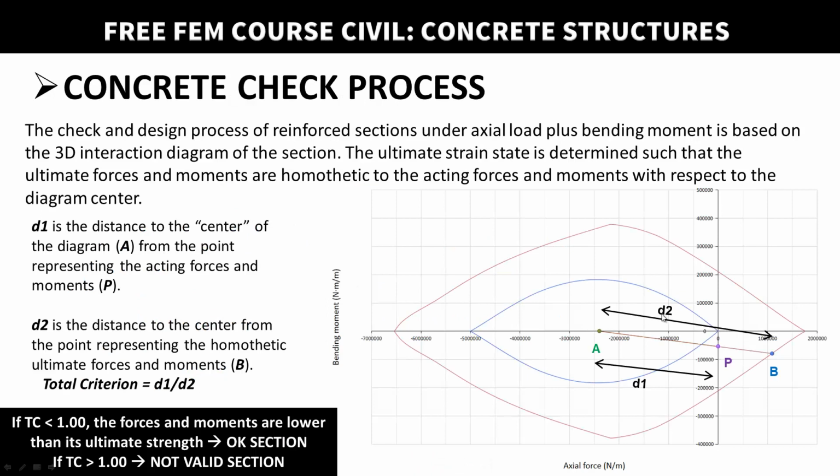For concrete, it's similar, but in this case, we take into account the interaction diagram of each section. The calculation of the bending moment and axial force pair, with or without reinforcement, and whether the point is inside or outside, will give you the result of the criterion. If it's inside, the total criterion will be below 1, and the forces and moments are lower than the ultimate strength. That will be a valid, okay section. If it's above, it means that the point is outside and you have to redesign the section, setting a different reinforcing steel amount or increasing the dimensions of the cross-section.